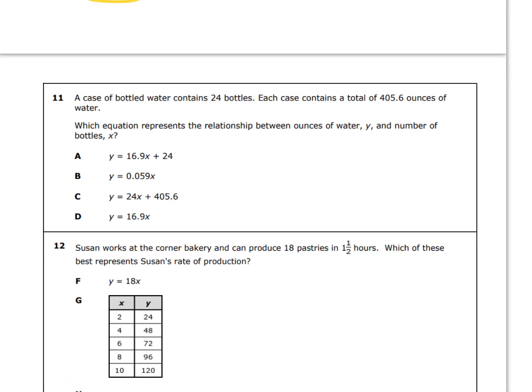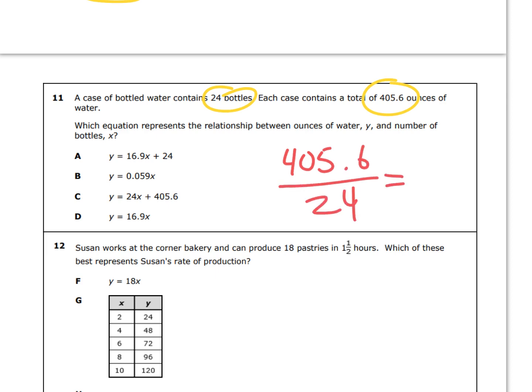A case of bottled water contains 24 bottles. Each case contains a total of 405.6 ounces. If I want to know the relationship between water bottles and ounces, then I probably want to know how many ounces are in each bottle. In order to find the ounces in each bottle, I need to take 405.6 and divide by 24. When I divide by 24, I get 16.9. And so we have two choices, A and D. The difference is the thing on the end.